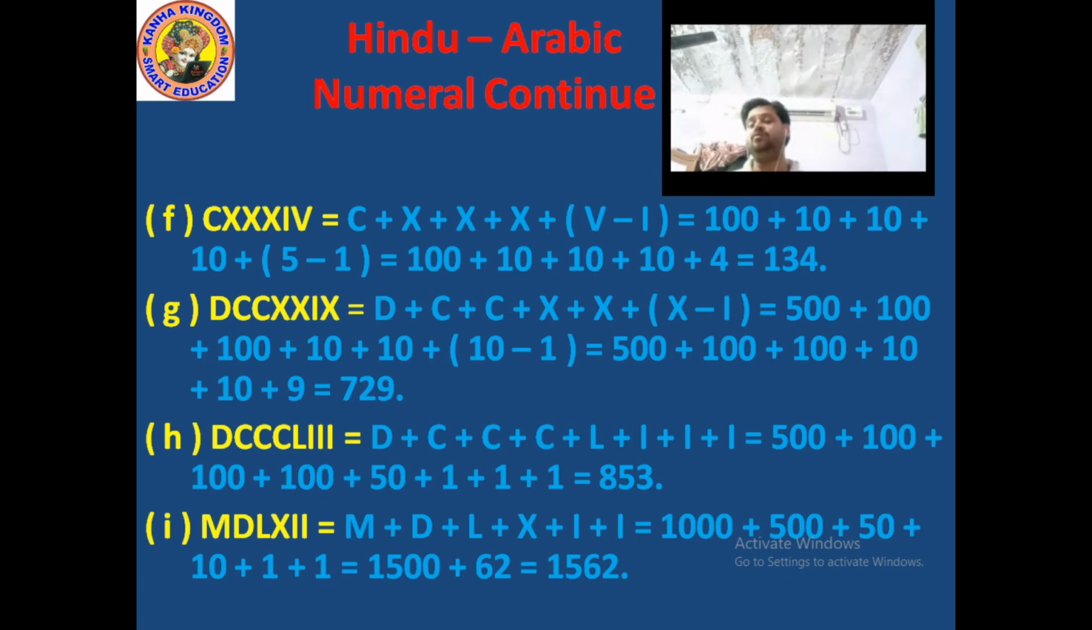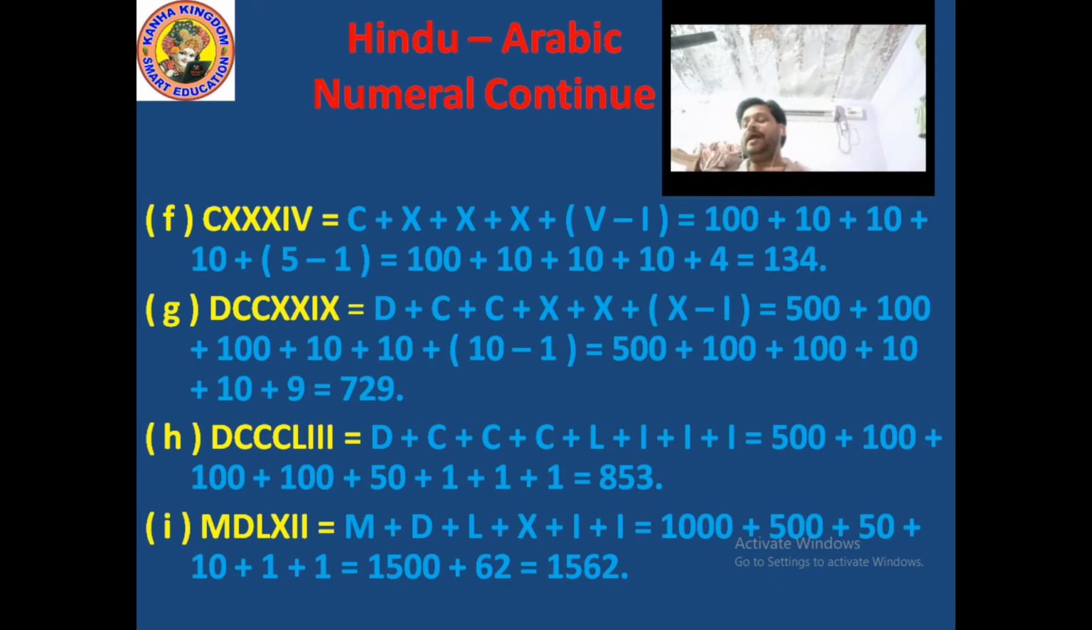Now you write down all the numbers. D equals 500 plus C equals 100 plus C equals 100 plus C equals 100 plus L equals 50 plus I equals 1 plus I equals 1 plus I equals 1.